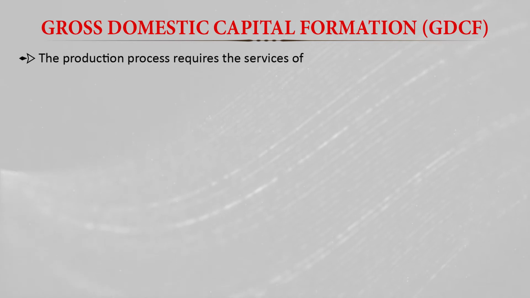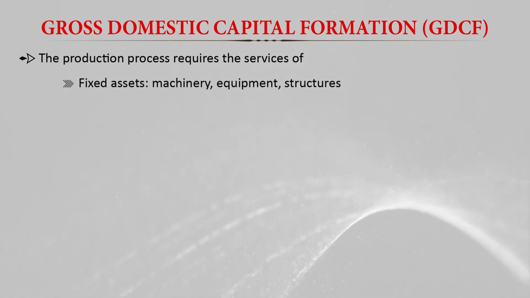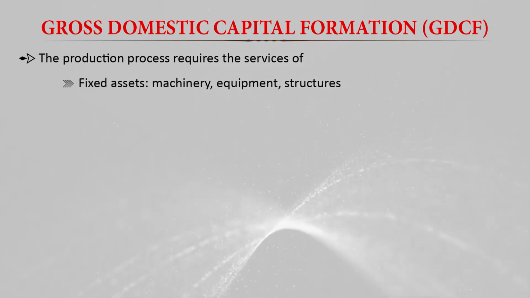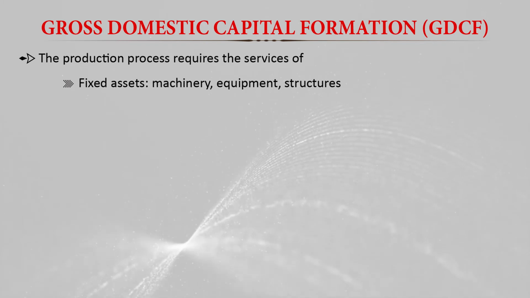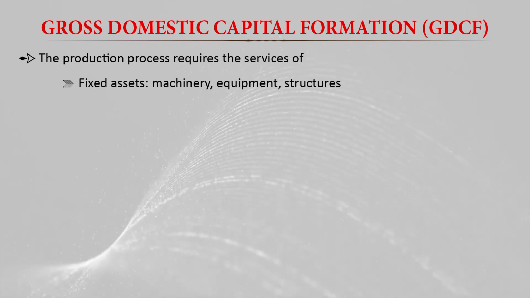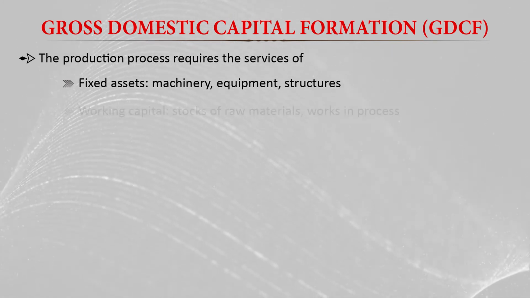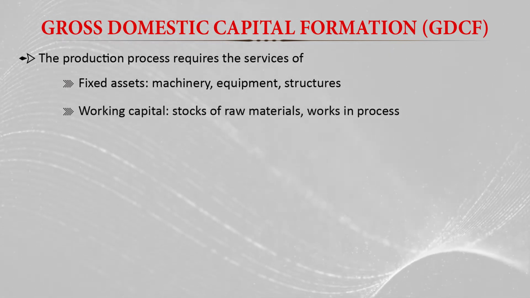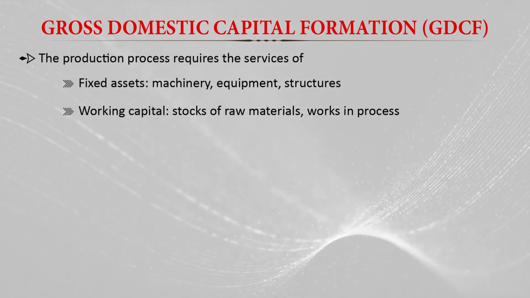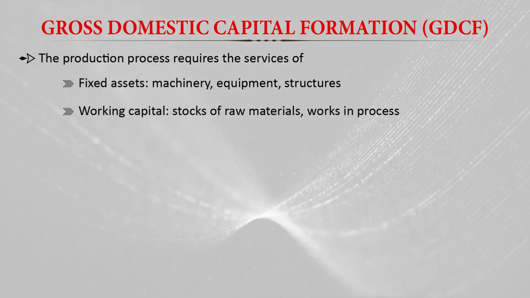Then another aggregate measure is the gross domestic capital formation, GDCF. The production process requires the services of different kinds of assets and capitals, like fixed capital: machinery, equipment, and structures of building or the land. They are basically the fixed assets. And the production process also requires working capital, like stock of raw materials or work in process. They are basically the working capital.